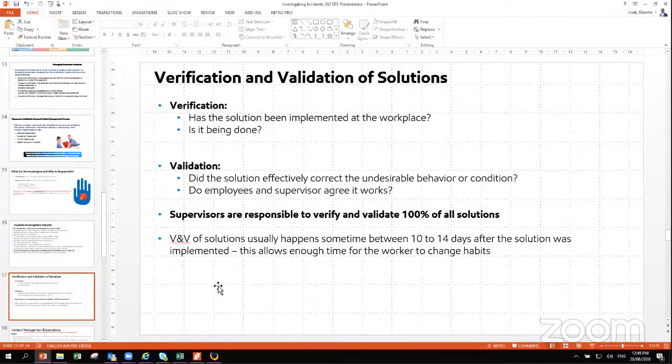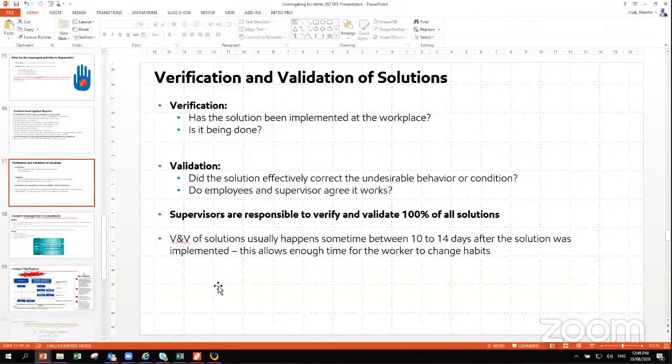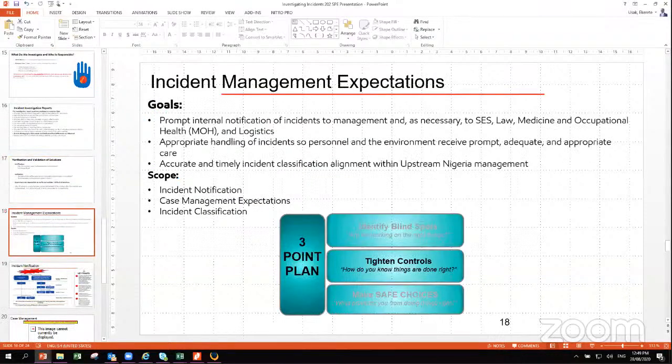But if it does not, we need to come back again and say the solution we intended has not stopped it. Let's improve it this way or the other. So this is a very important step in analyzing what happened in the industry. So our expectation is that we should be able to come up with key expectations for whatever happened in our facilities, in our office.